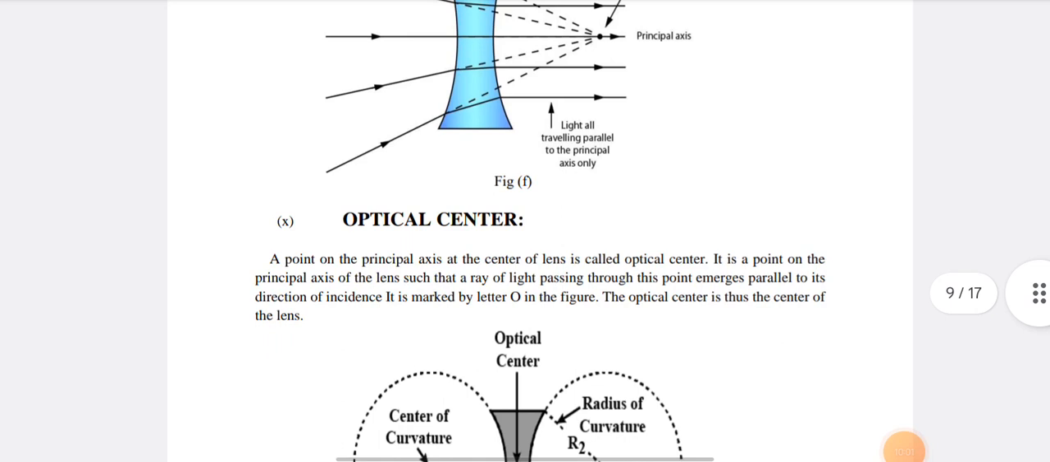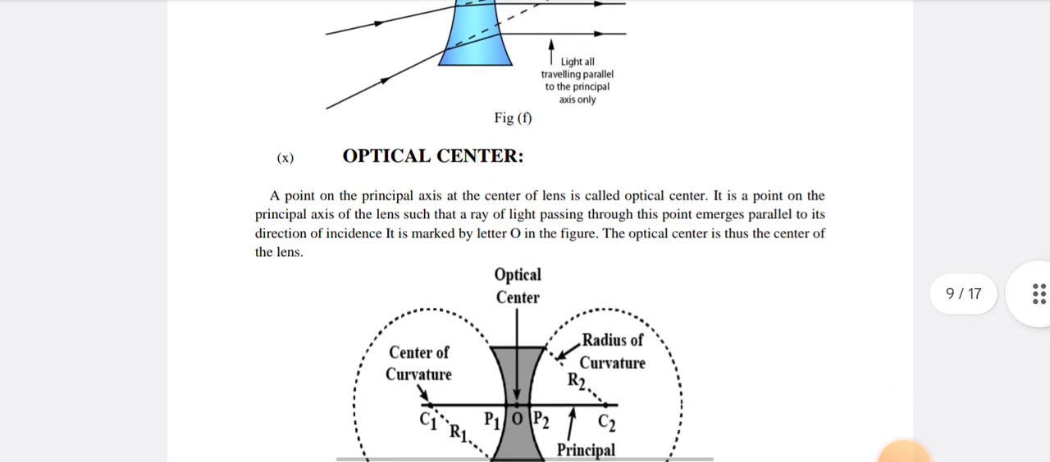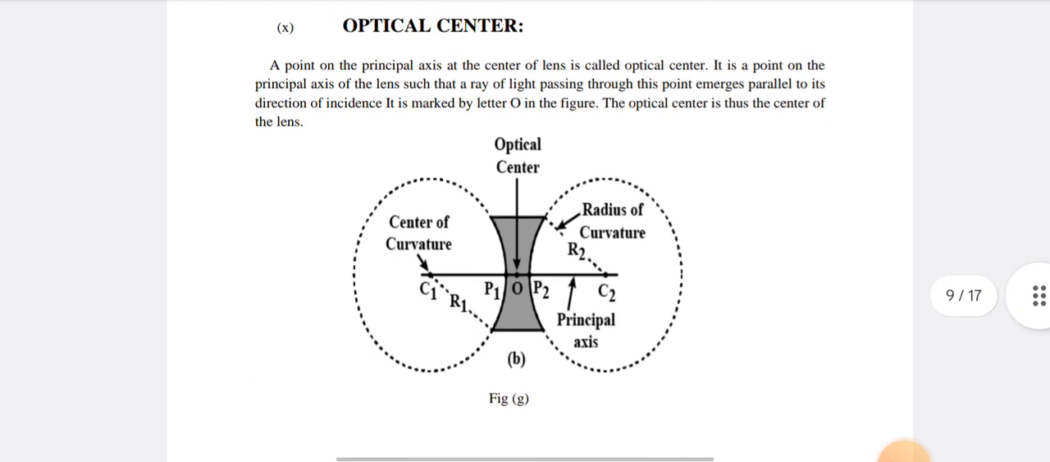Optical center. A point on the principal axis at the center of the lens is called the optical center. It is a point on the principal axis of the lens such that a ray of light passing through this point emerges parallel to its direction of incidence. It is marked by the letter O in the figure. The optical center is thus the center of the lens. This is the optical center O.